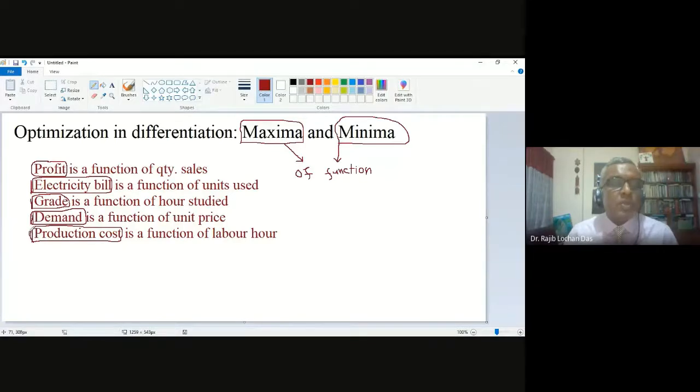If we know the function, then we can find out the maximum value of the function or the minimum value of the function. This is possible by doing differentiation. So this is the topic of today. Is that okay? Do you understand my point?